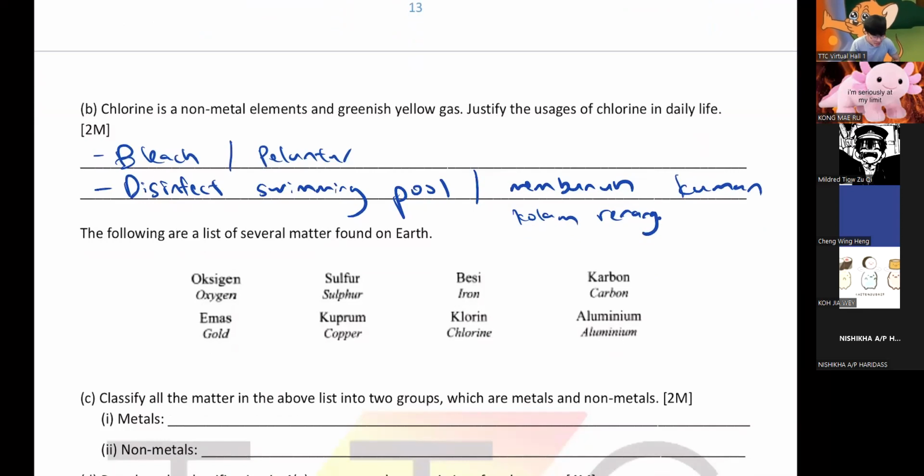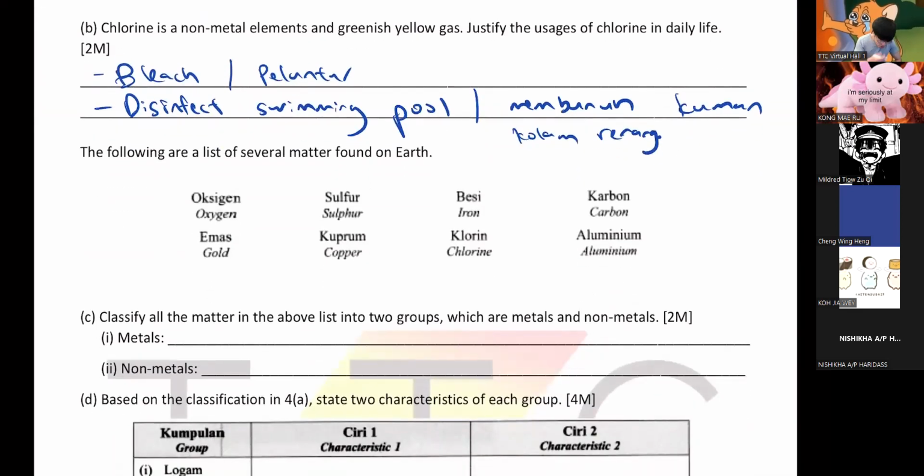Please don't. Okay. Anyway, so the following are a list of several elements found on Earth. Let's just classify them, metal to non-metal. Oxygen is a non-metal. Sulfur, non-metal. Iron, metal. Carbon, non-metal.